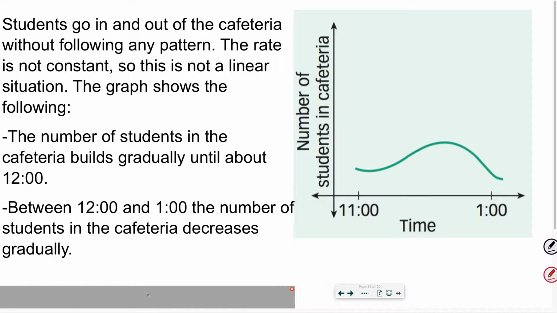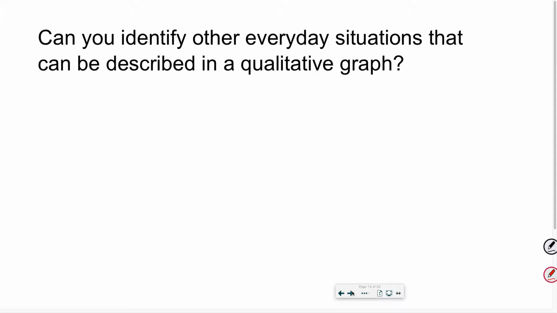Number of students in cafeteria. Okay, so can you identify any other everyday situations that can be described in a qualitative graph? Think about maybe your daily lives. Go ahead. The hallways. So what about the hallways? What would the x-axis be? What would the y-axis be?